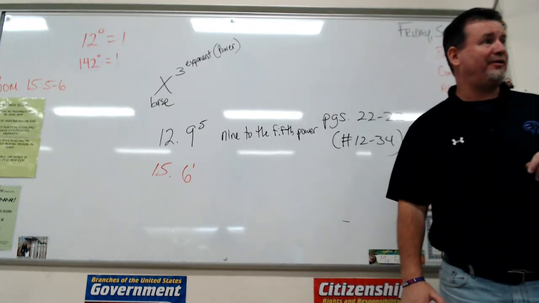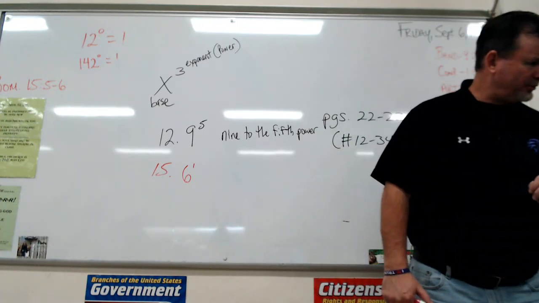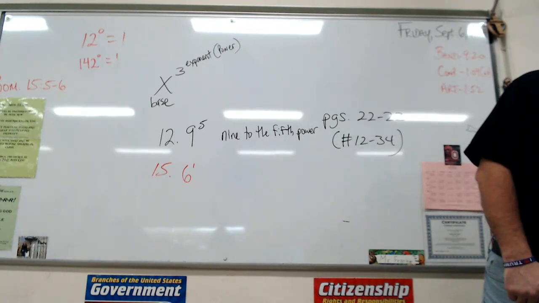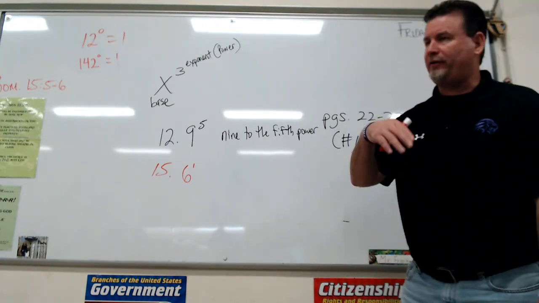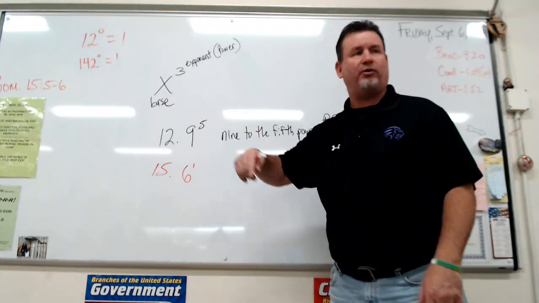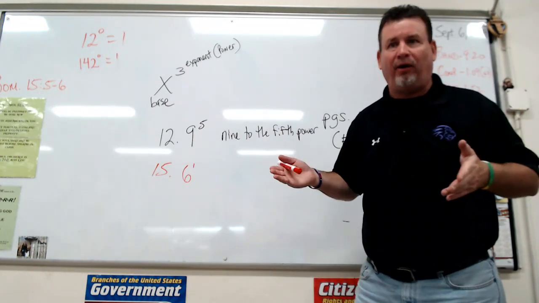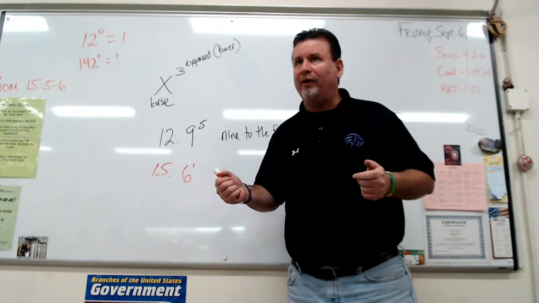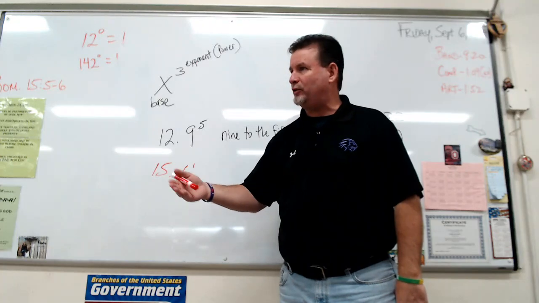Yes, ma'am. For 15 through 20, do you want us to write it all out? You don't have to write it all out. You don't have to write 1 times 1. Just tell me what 1 to the 8th power is. 1. What's 1 to the millionth power? 1. 1 times 1 is 1 times 1 is 1 times 1, right?